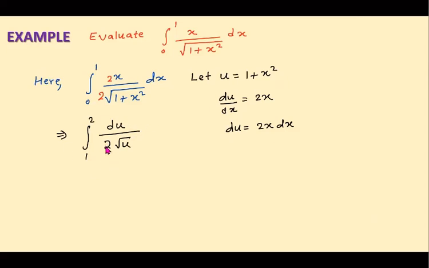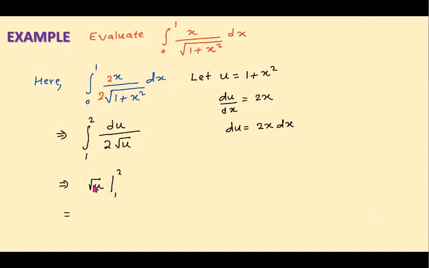So now we have the function 1 over 2 square root of u. The integration of that is equal to square root of u, because the derivative of square root of u is 1 over 2 square root of u. So the integration will be square root of u. And we have to evaluate this between 1 and 2.